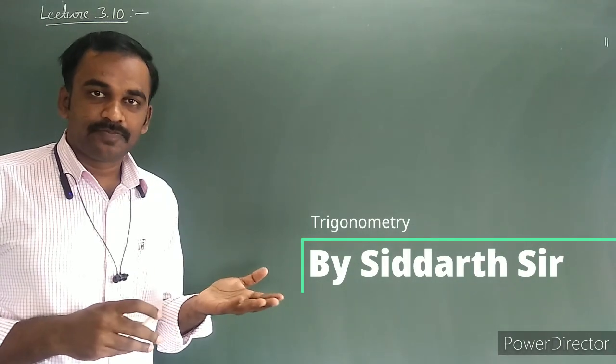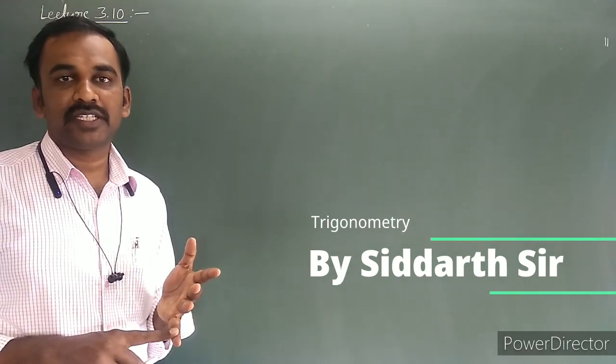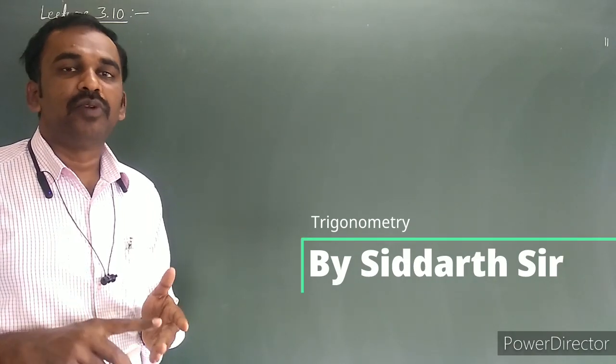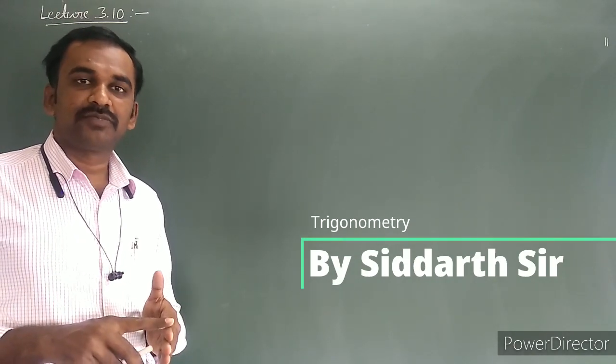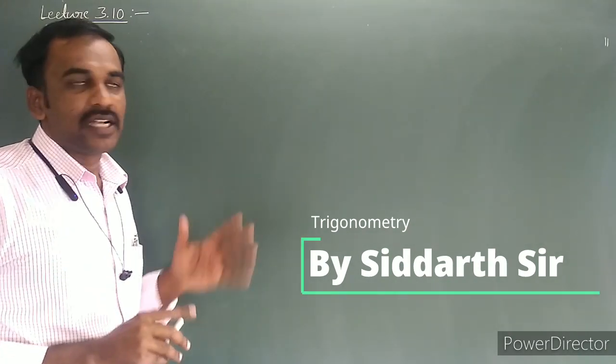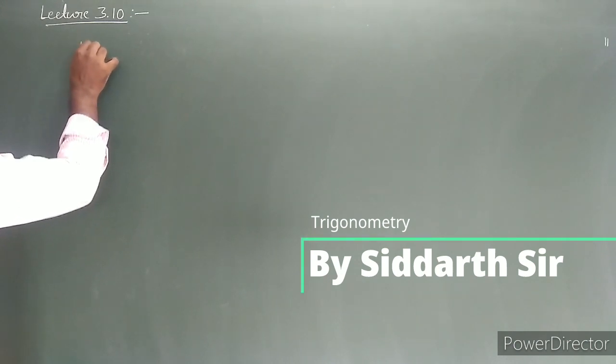And apart from that, cos 2x is equal to cos square x minus sin square x, 2 cos square x minus 1, or 1 minus 2 sin square x. In terms of tan it is 1 minus tan square x divided by 1 plus tan square x. Now the next one is tan of 2x.